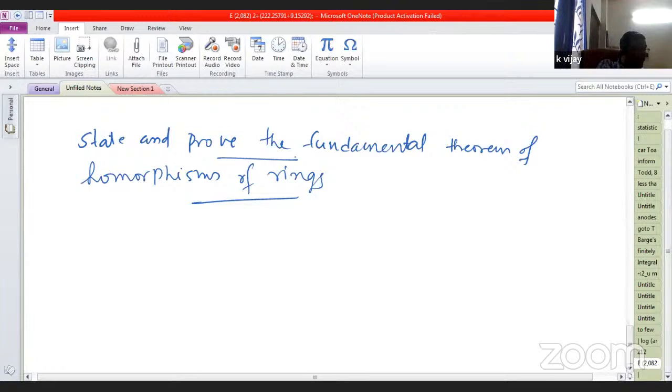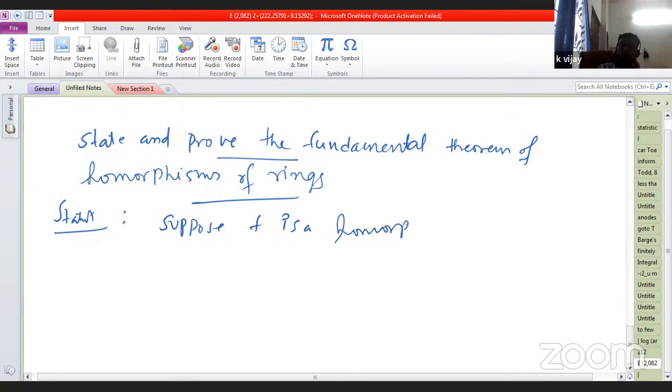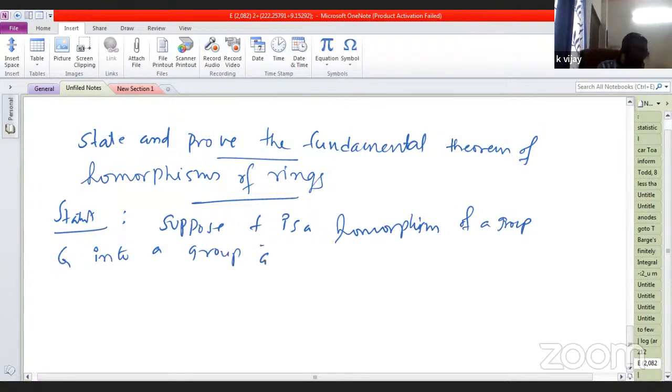Homomorphism of rings. So therefore we have to take here, I am writing the statement, very important. So I am writing the first statement. Suppose F is a homomorphism of a group capital G into a group G bar, then G by kernel F is equal to image F, Im F.